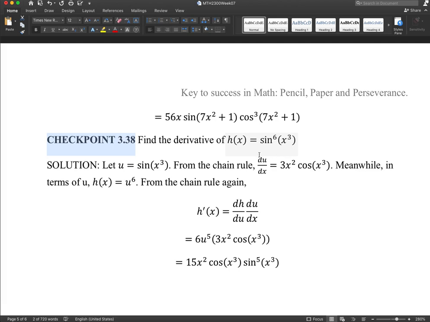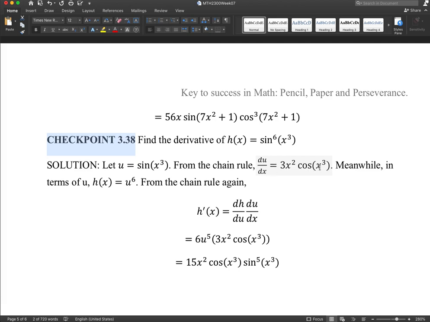So what I did is I just created u as sine of x cubed, the entire thing. The very simple reason is that, taking u as this sine of x cubed, indeed I did consider h as u to the power of 6, as I wrote here, right? h is u to the 6, which means I could calculate dh/du, which is 6 times u to the 5. And also, according to the chain rule, or indeed according to the way we create u, du/dx is 3x squared cosine x cubed.